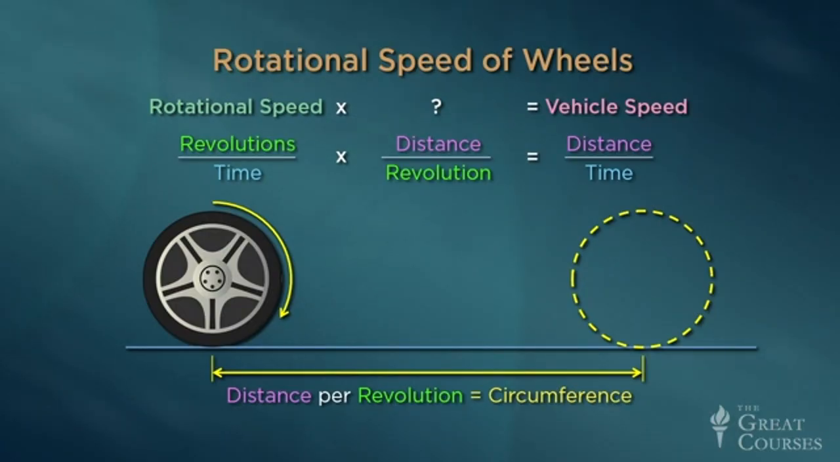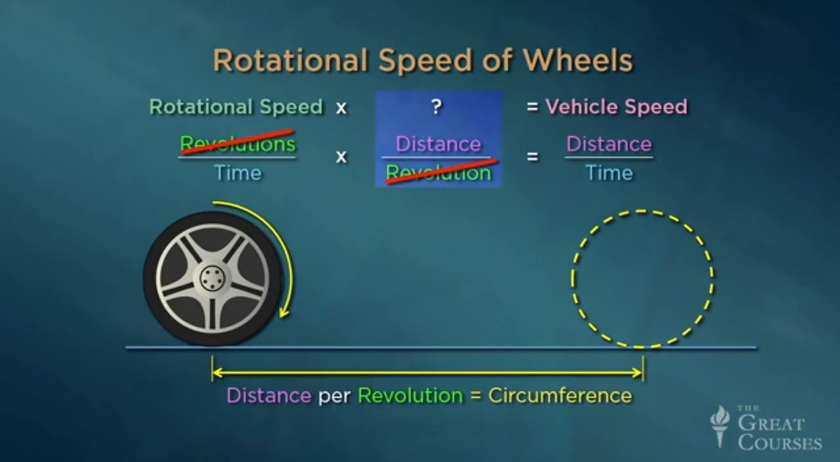Well, we're trying to calculate the rotational speed measured in revolutions per time. We know the vehicle speed in distance per time. So to get from the first number to the second, we just need to multiply the revolutions per time by distance per revolution. Then the revolutions cancel out, and we're left with distance per time.